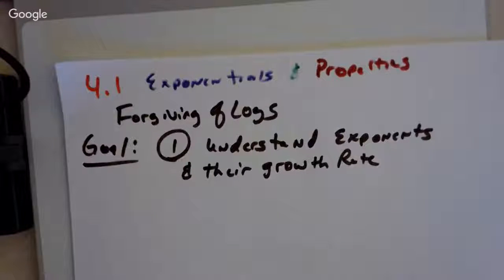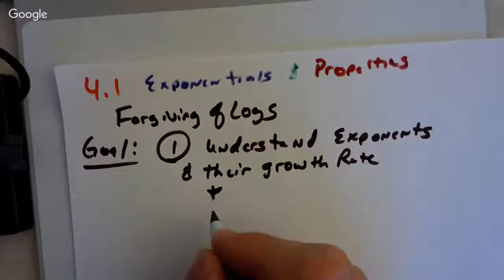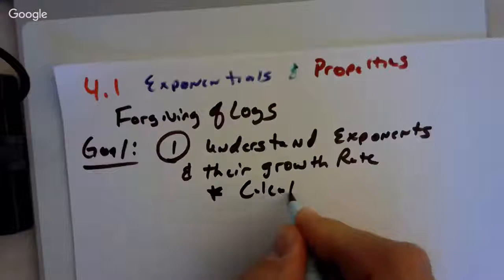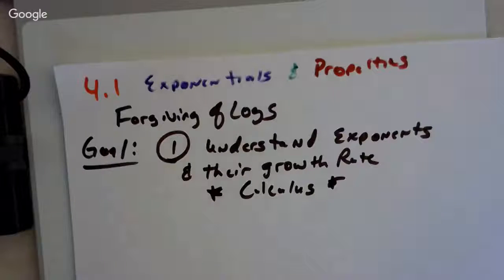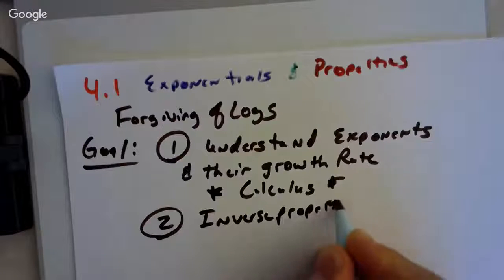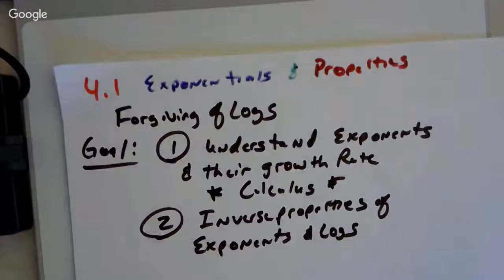Understand exponents and their growth rate. Guys, stop talking. There should be the natural log of 1 talking right now. That's equal to 0. This is a big thing for calculus because you have to understand which one of these functions goes faster and which ones go slower. And number 2, you need to understand the inverse properties of exponents and logs.